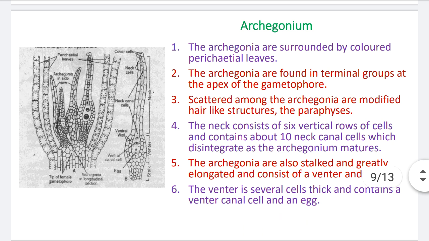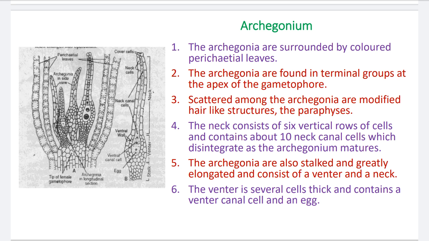Now archegonium. The archegonia are surrounded by coloured perichaetial leaves. Number 2. The archegonia are found in terminal groups at the apex of the gametophores. Number 3. Scattered among the archegonia are modified hair-like structures, the paraphyses. It means the archegonia and antheridia develop similarly on the tips of their branches. Antheridia develop on the tip of antheridial branches. Archegonia develop on the tip of the archegonial branches.